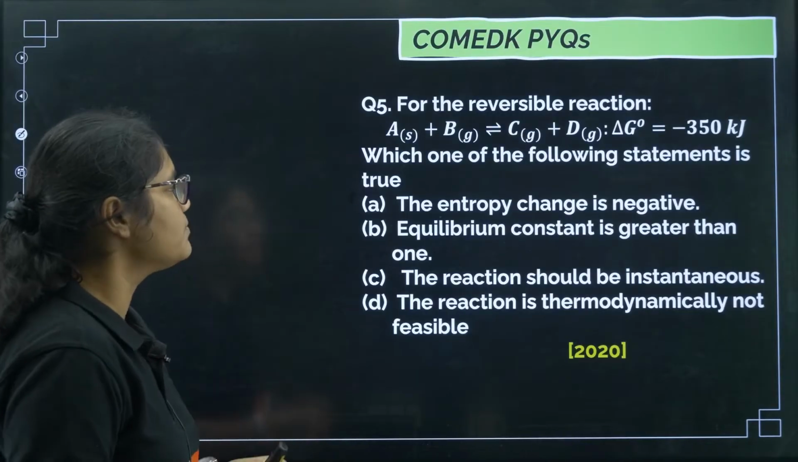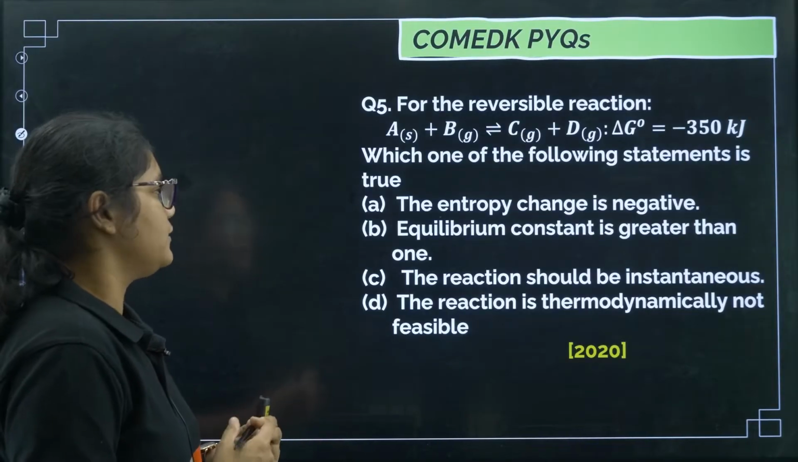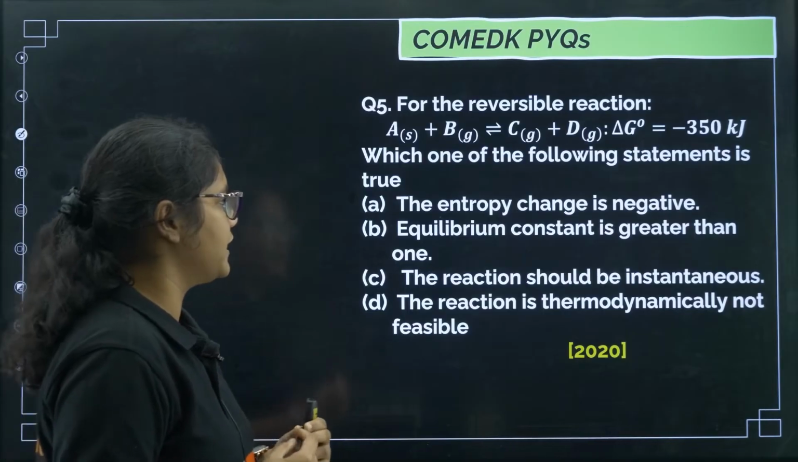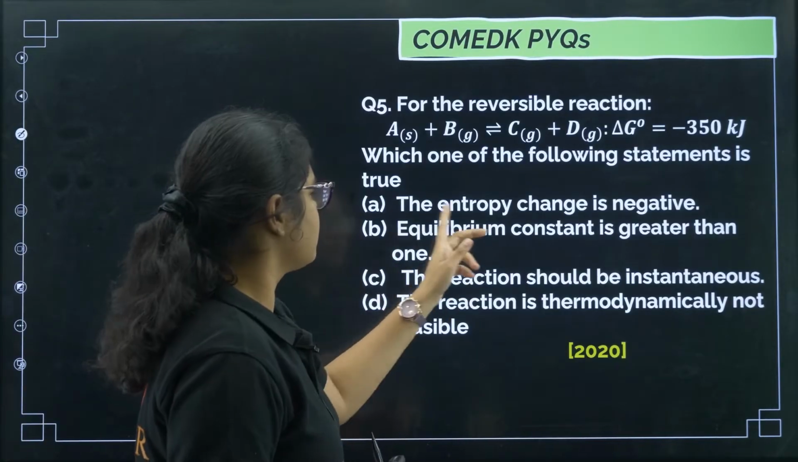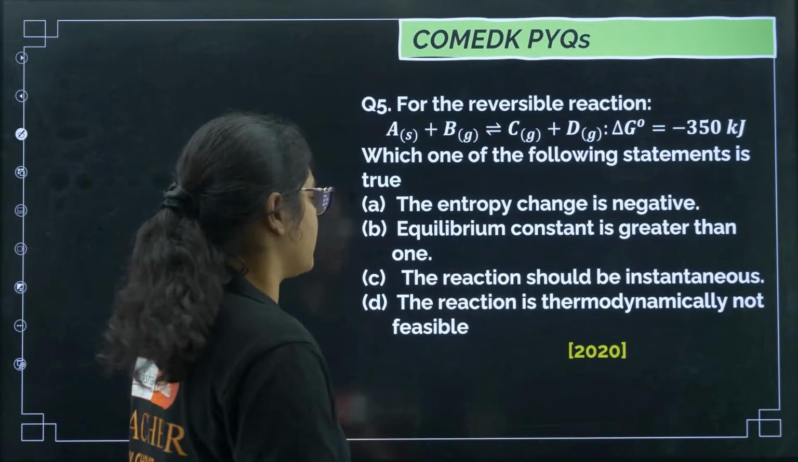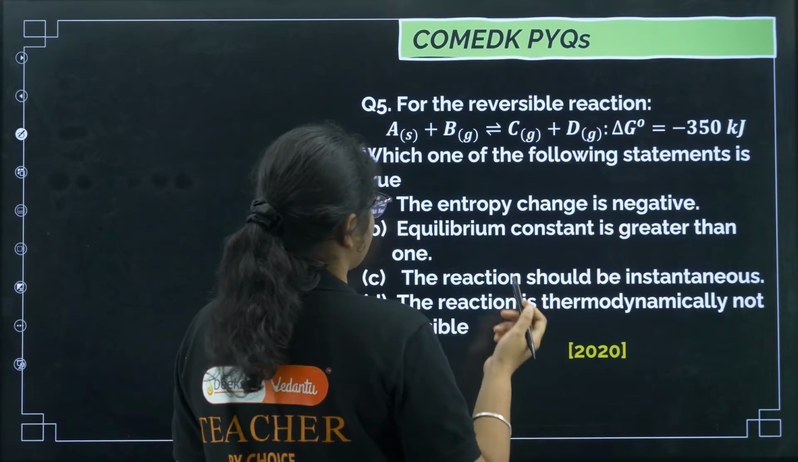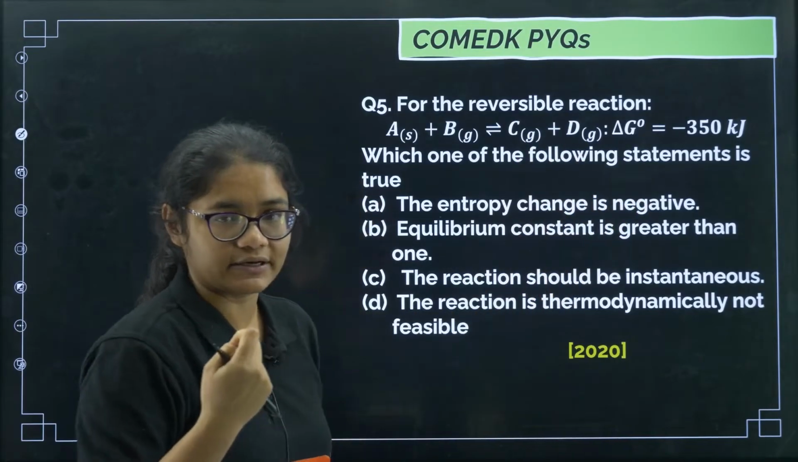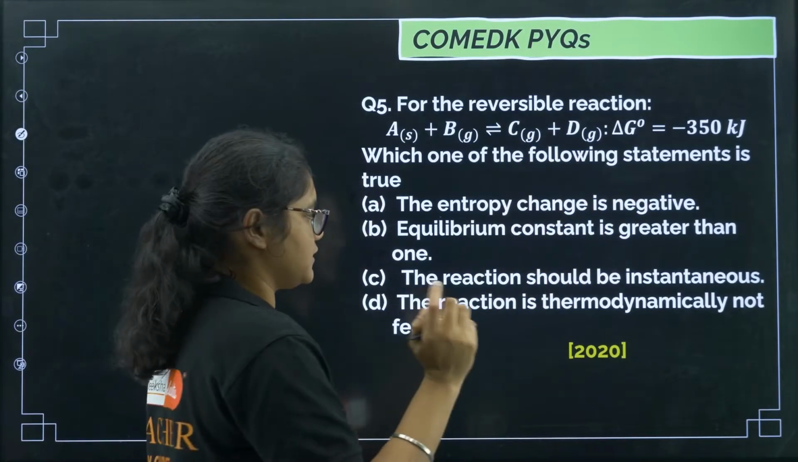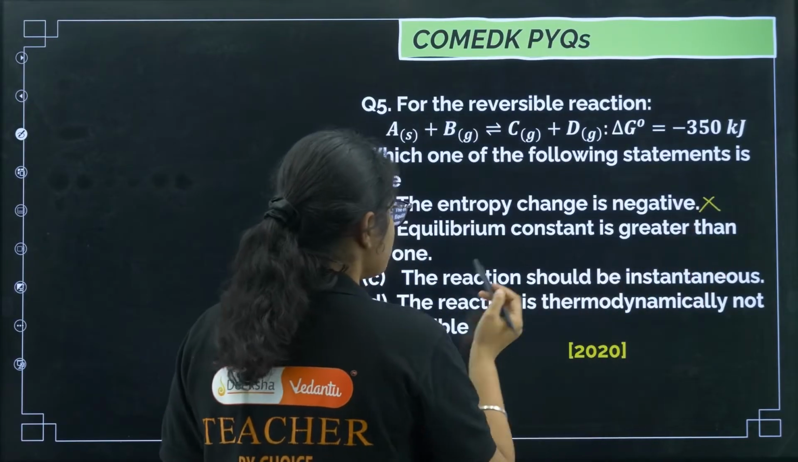Question number 5 now. Comet K question again, 2020. For the reversible reaction A plus B gives C plus D, delta G value is given. Which one of the following statements is true? Okay, the entropy change is negative. No, if you see, we have more number of gaseous molecules on the product side, right? So entropy change is positive. So this is an incorrect statement.